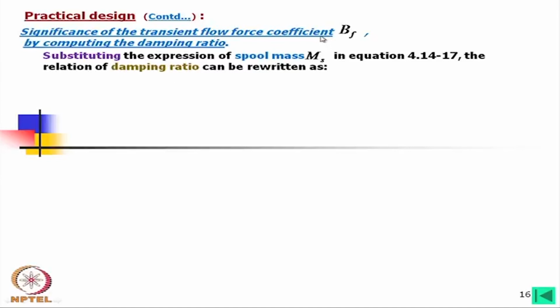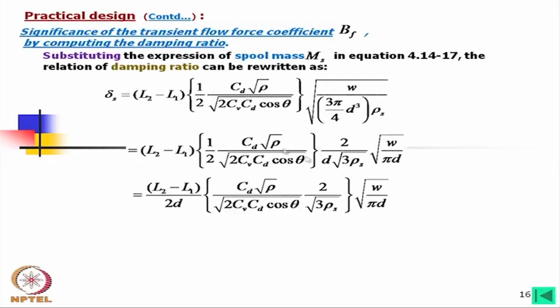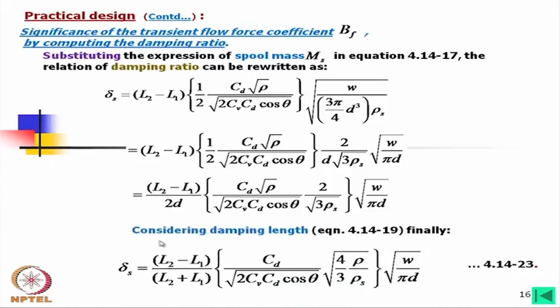Significance of transient flow force coefficient BF, that is the damping coefficient, by computing the damping ratio. Substituting the expression of spool mass Ms in equation 17, the relation of damping ratio can be rewritten as, look into this, we have now put this mass and we have rewritten this damping ratio, which we can equate to this value. Okay. Then finally, we get delta S is equal to L2 minus L1 divided by L2 plus L1. You can see this L2 is always greater than L1. If it is 0, the whole part will become 0. In that case, we would say that it is an ideal critical valve, but that is in fact difficult to control.